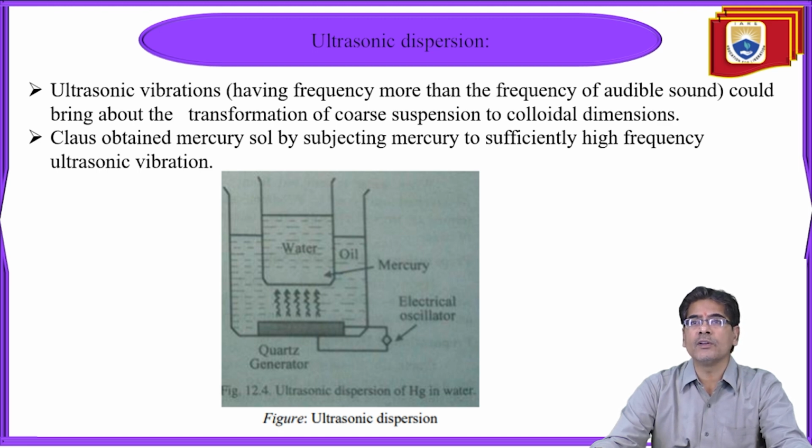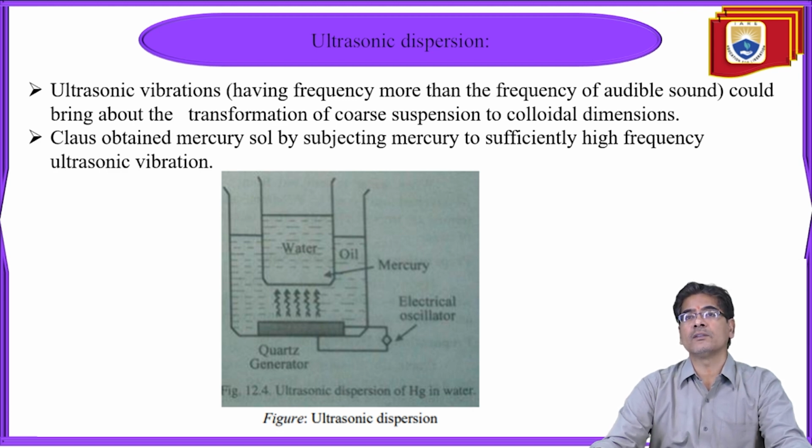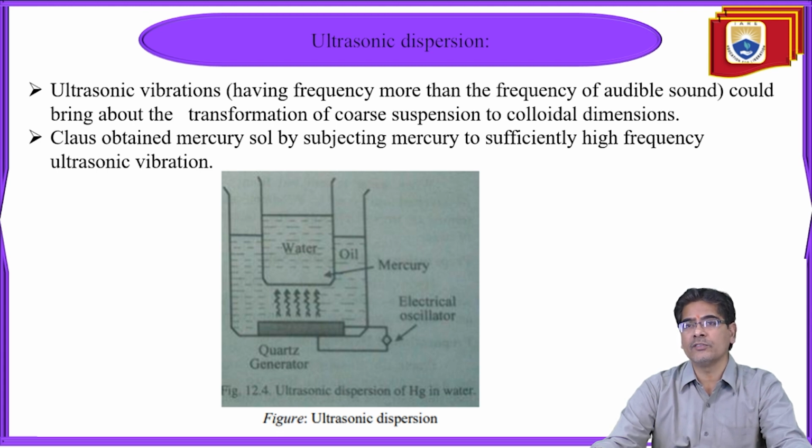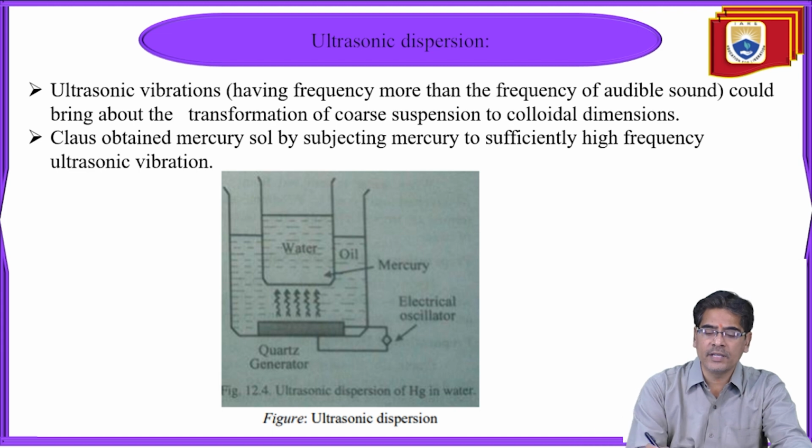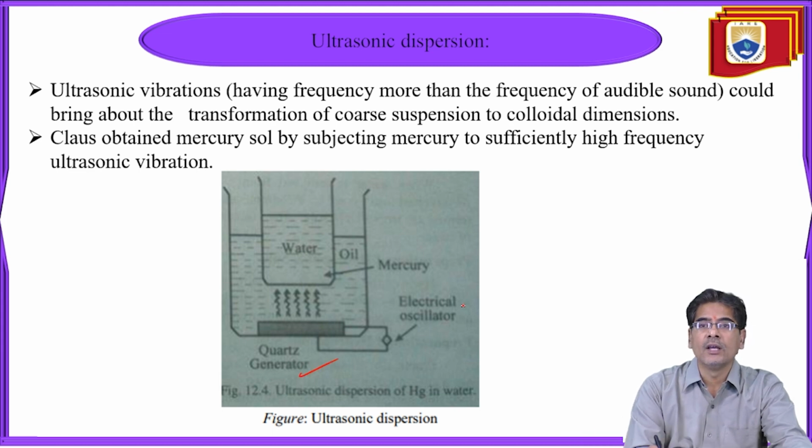Loomis and Wood obtained mercury sol by subjecting mercury to sufficiently high frequency ultrasonic vibration. This is what we see here. We have an ultrasonic generator, that is the quartz generator, and an electrical oscillator.